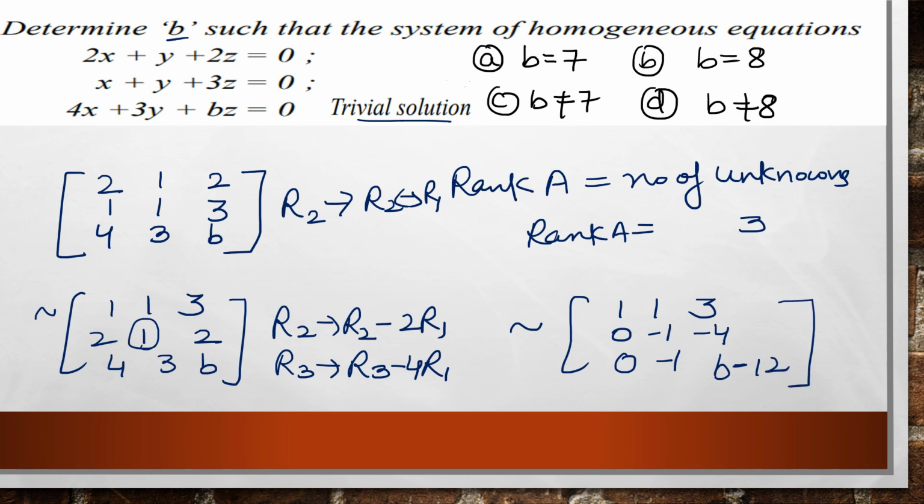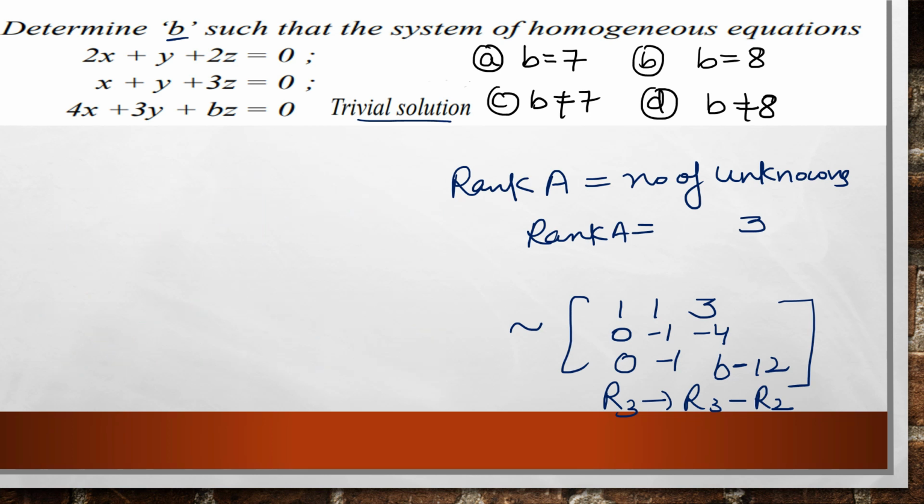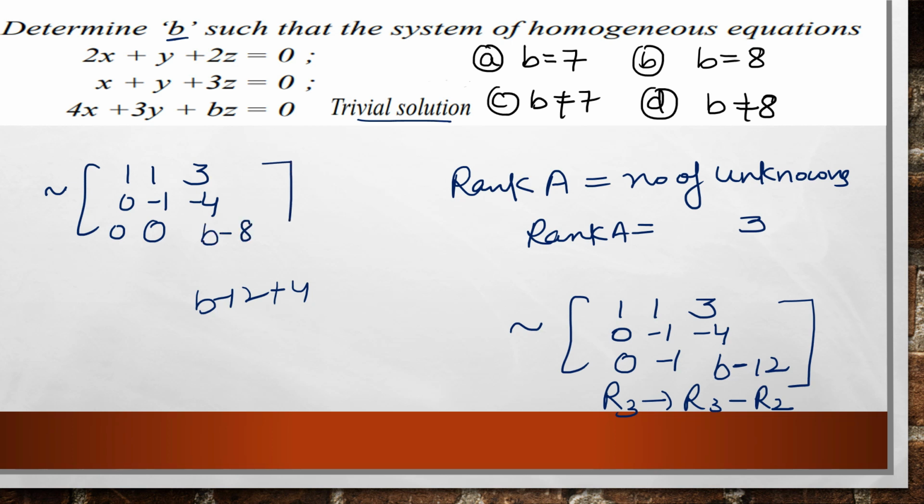Now further we'll operate R3 minus R2, because we need row echelon form. Now if you operate this, what will you get? So 1 1 3 as such, 0 minus 1 minus 4, 0 minus 1, this will be 0, and B minus 12 plus 4, so this will be B minus 8, right? Correct. Now here, see, this is my row echelon form.